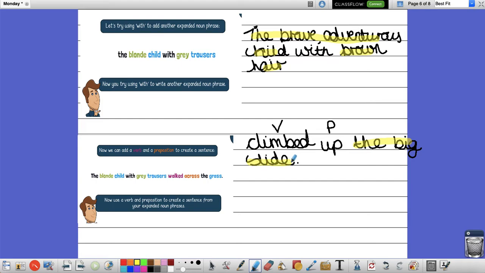So, the sentence that you chose to add the with to, now see if you can add a verb and a preposition to it as well. So press pause here, have a go at doing that for me, and then come back and press play when you are ready to continue. Okay, well done so far, you're doing a brilliant job today.